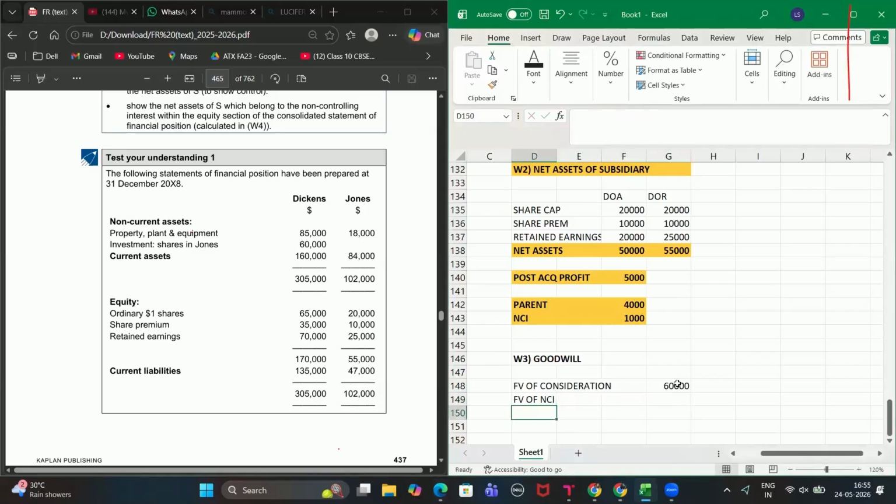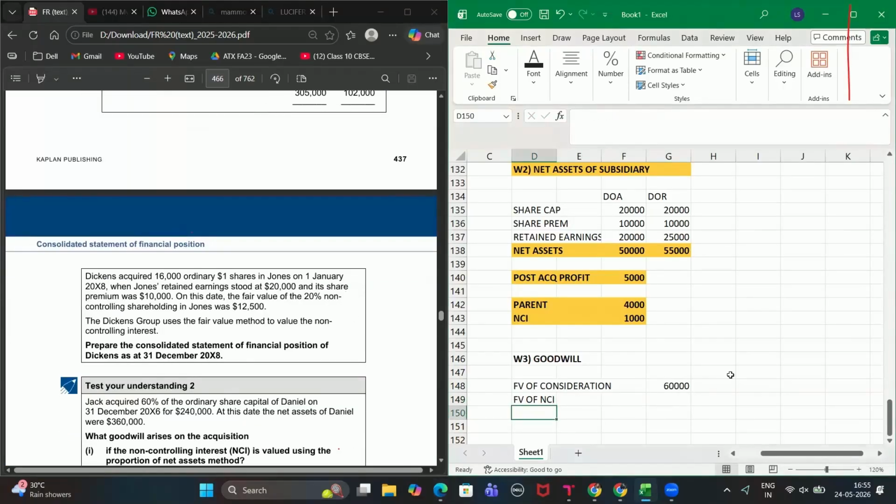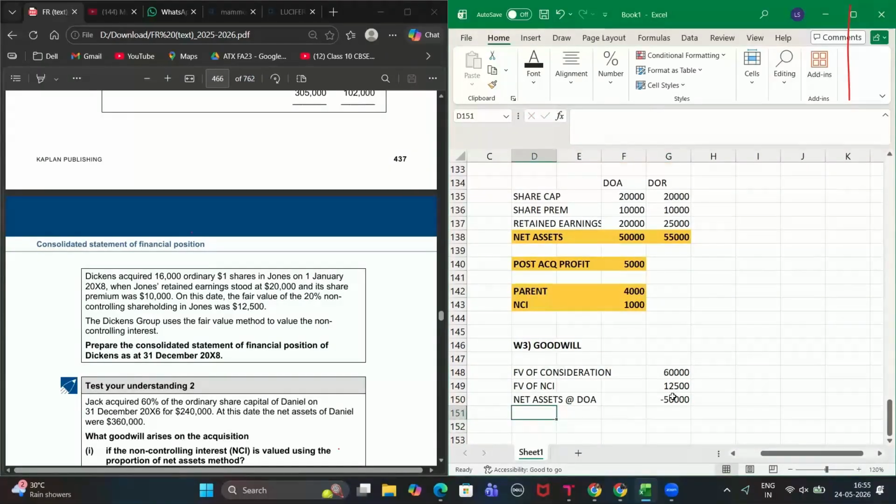Is the fair value of NCI given? Yes. How much is it? It's 12,500. Okay. Coming on to what is next? Net assets. Net assets at what? Net assets at acquisition. Date of acquisition. How much is it? 50,000. So what is the goodwill?